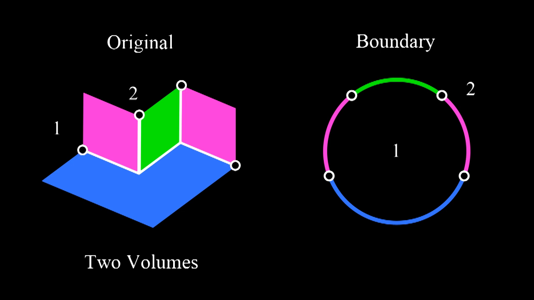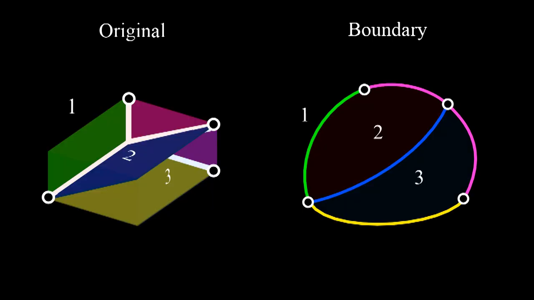If there are just 2 volumes, the boundary will be a circular graph, and we could describe this with a boundary string. But if there are more than 2 volumes, the boundary won't be a circular graph, and we cannot use a one-dimensional string to describe it. The boundary will be a planar graph.